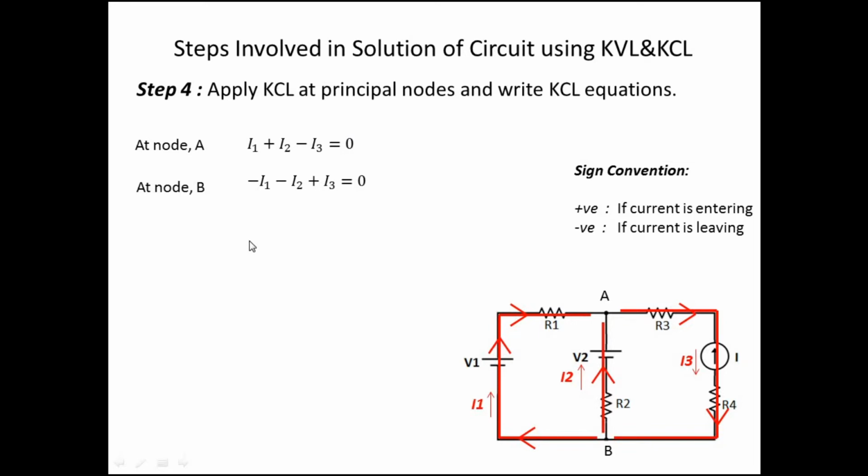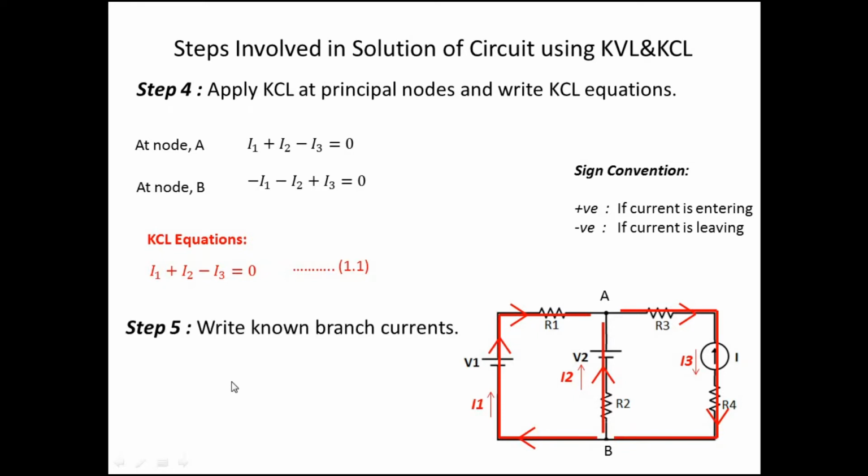So we have to write down that KCL equation: I1 plus I2 minus I3 equal to 0. In this case, there is only one equation, so we can number it as 1.1. If there are a number of equations, we can name them 1.2, 1.3, etc. like that.